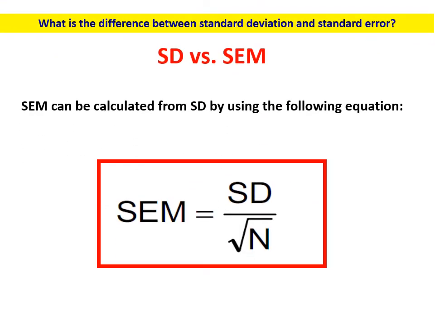We can calculate the standard error of the mean from the standard deviation by using this equation. Standard error of the mean equals standard deviation divided by the root of the number of the sample.